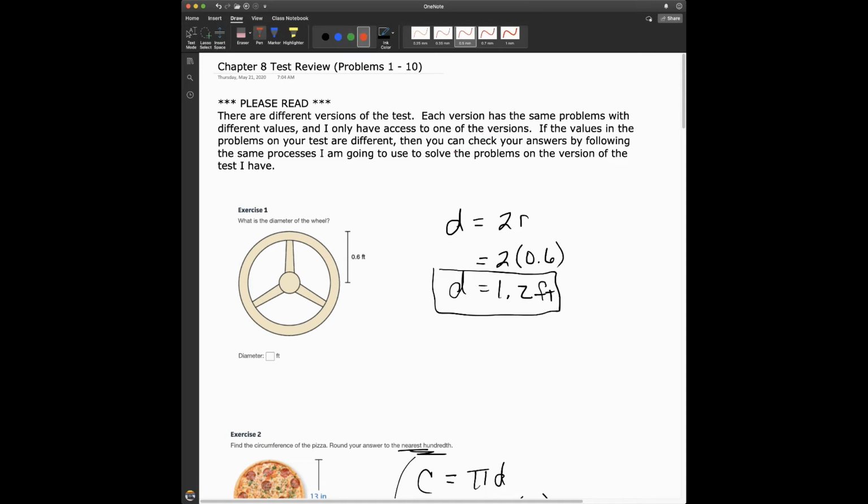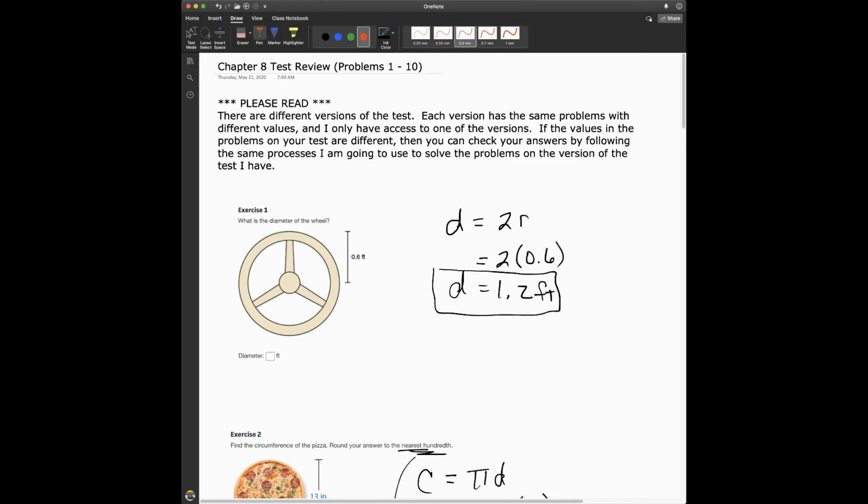There are different versions of the test. Each version has the same problems, but the numbers, the values might be a little different, so the answers might be a little different. But you can check your answers using the process that I use for each problem. I've checked my answers, and these are all correct for this version of the test. And if you still want to go over stuff, you can always email me and I can go over specific problems from your test with you, and we can do that in Zoom. So I'm going to get started. It shouldn't take very long.